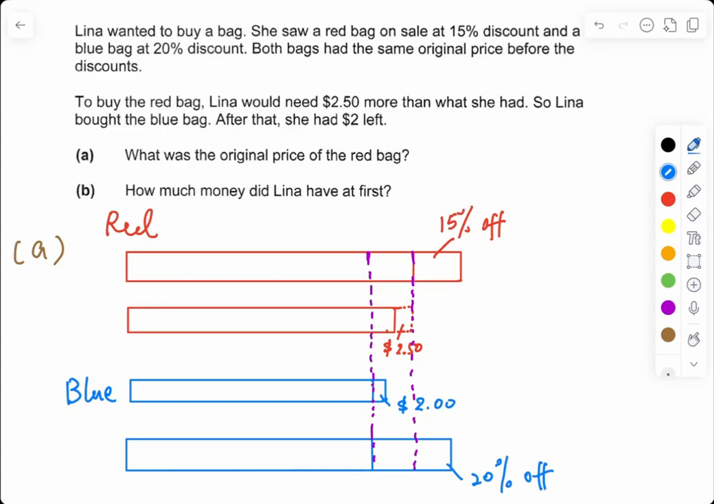Hi everyone, today let's solve the 2017 PSLE Math Paper 2 question 14. Now let's read the question together.